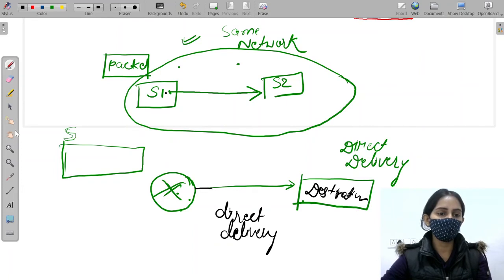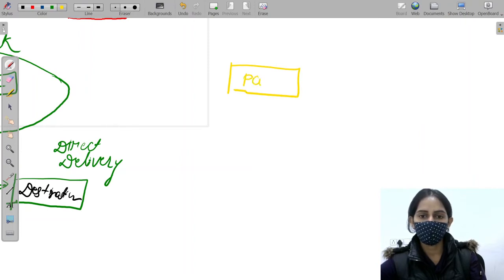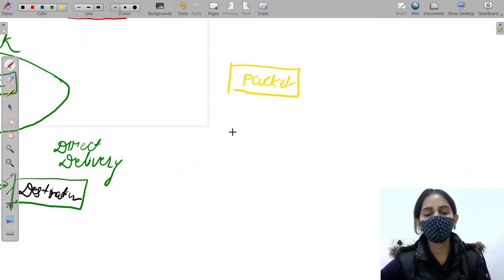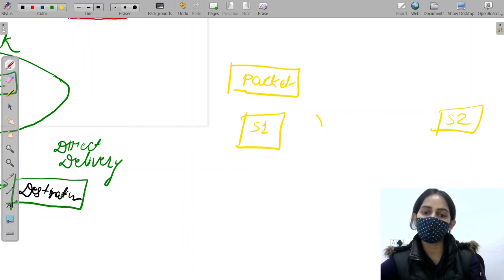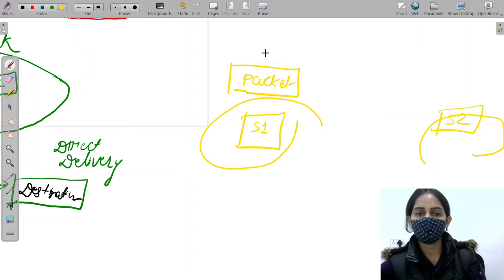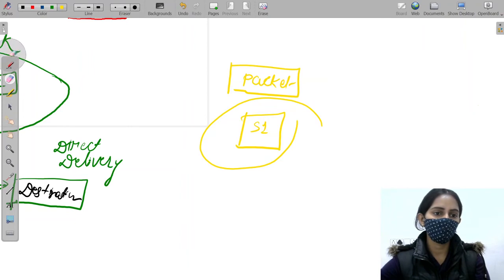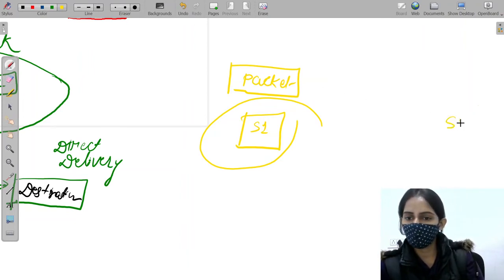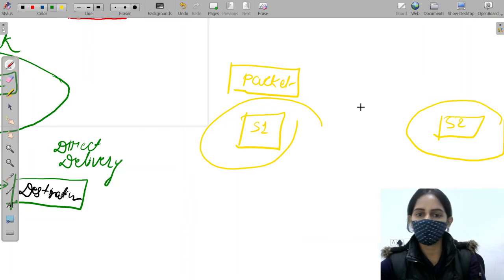Now, in case of indirect delivery, suppose this is a packet and your source is system 1 and your destination is system 2, but both are in different networks. Let me just remove it and draw it once again here. This is system 1, and let's draw system 2 over here, and let's name them network 1 and network 2.